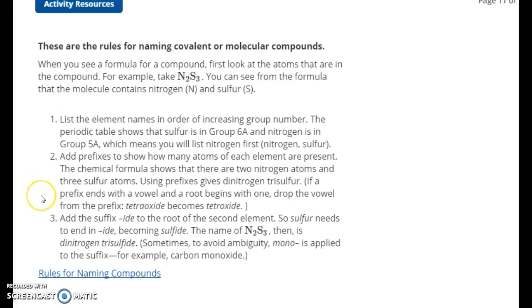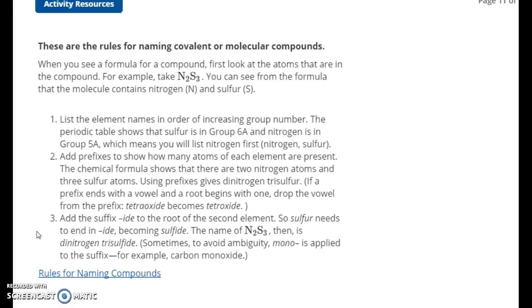If the prefix ends with a vowel and a root begins with one, like oxygen, drop the vowel from the prefix. So tetraoxide is really tetroxide. So we dropped the A because it was a double vowel and the A was part of the prefix. And then add the suffix "-ide" to the root of the second element. So sulfur needs to end in "-ide", becoming sulfide. So the name of N2S3 then is dinitrogen trisulfide.